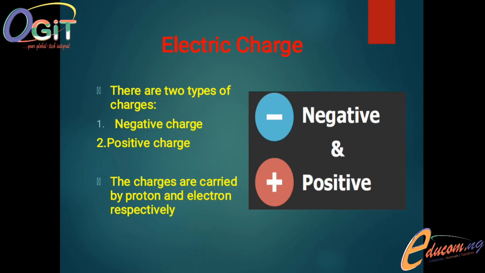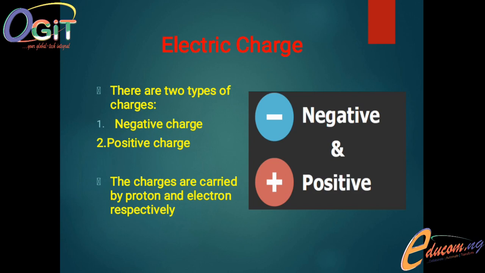There are two types of charges, namely 1. Negative charge and 2. Positive charge. The charges are carried by electron and proton respectively. Going to elementary knowledge, an atom consists of 3 subparticles, namely electron, protons, and neutron. Electrons are negatively charged, protons are always positively charged, and your neutron is neutral.